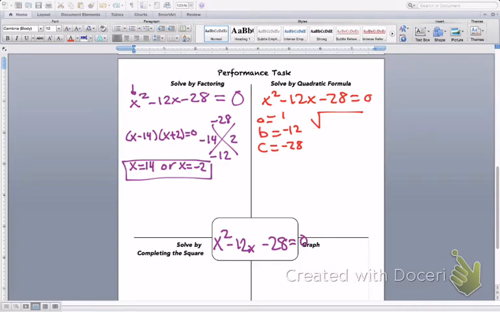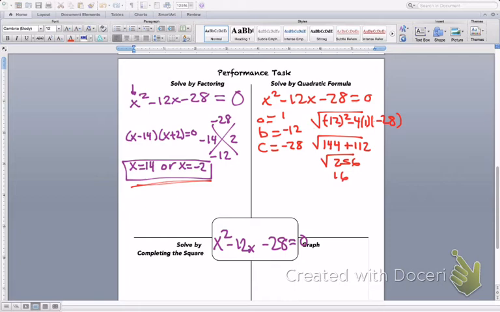So in this case, I have negative 12 squared, to be exact, minus 4 times 1 times negative 28. And then I just do the multiplication for this. That's 144. It's going to be a positive because I have a negative 4 and a negative 28. You multiply them out, you should get 112. You add them up, you're going to get 256. 256 is a perfect square, and this should be a perfect square because we had a problem that was factorable. So we're going to get 16.